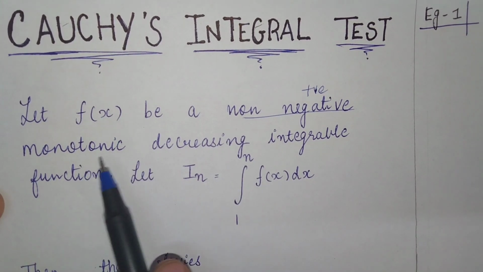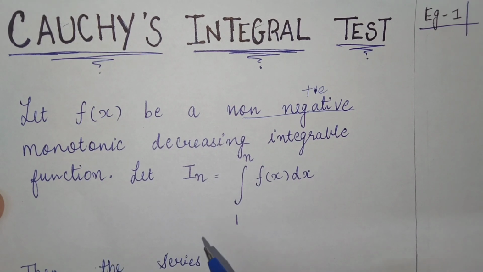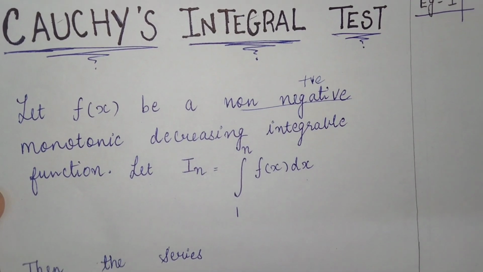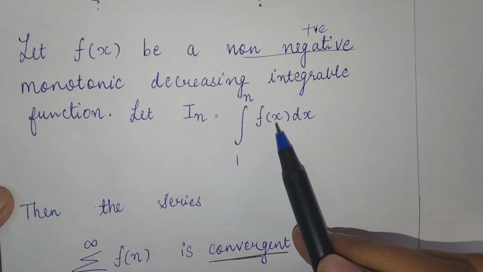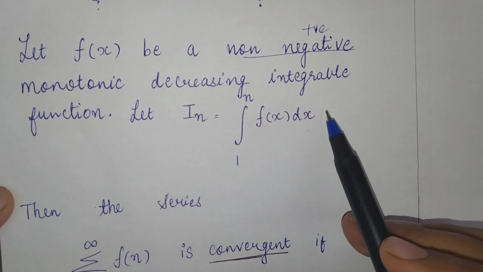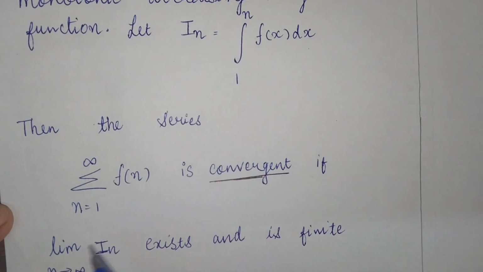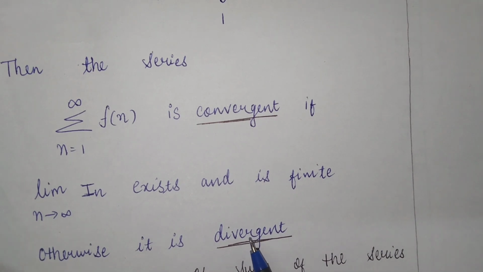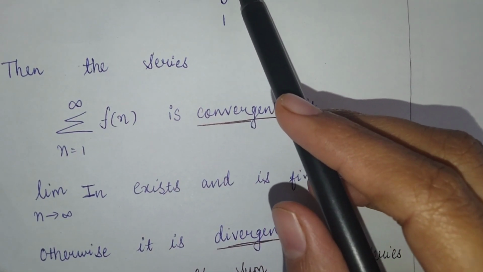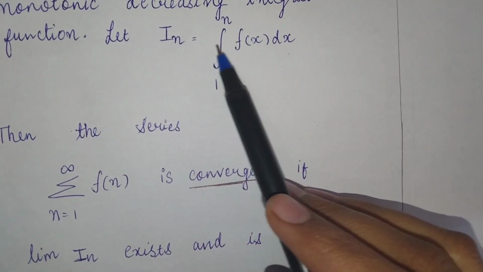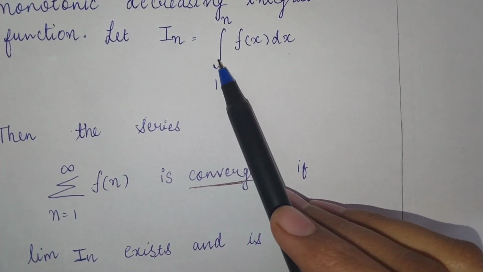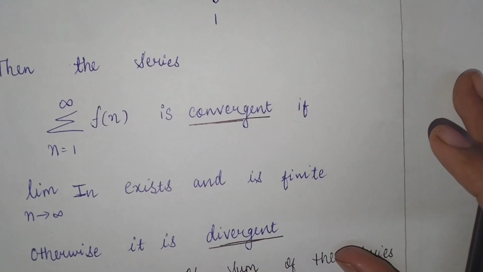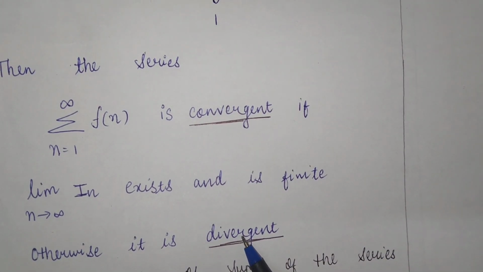And if this condition is satisfied, then you have to take the integral from 1 to n of f of x dx. Okay, and you have to find the answer, and if that answer is finite, then that function will be convergent, otherwise it will be divergent. And here you have to put limit n tends to infinity. After putting the limit n tends to infinity, you will get the final answer, and if that answer is finite, then the given function will be convergent, otherwise it will be divergent.